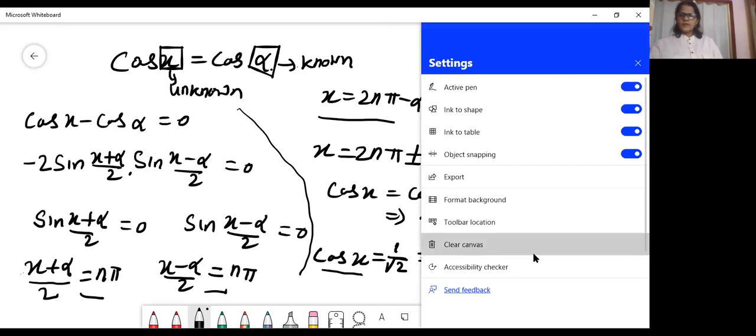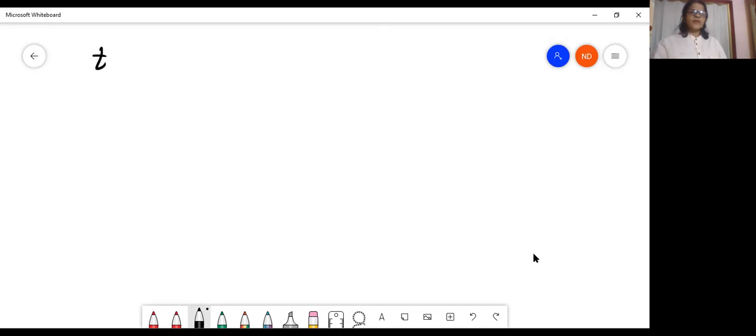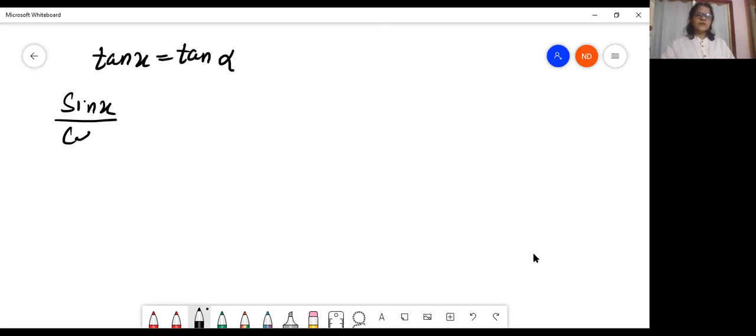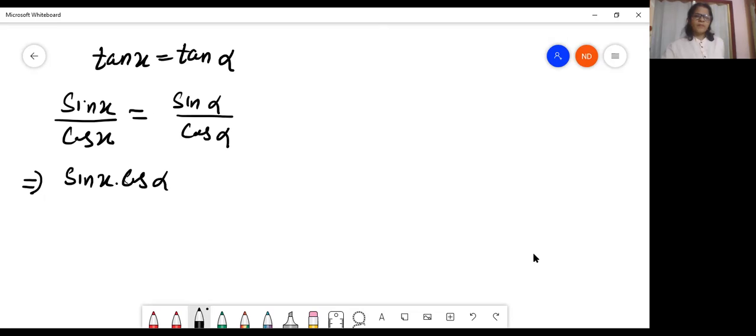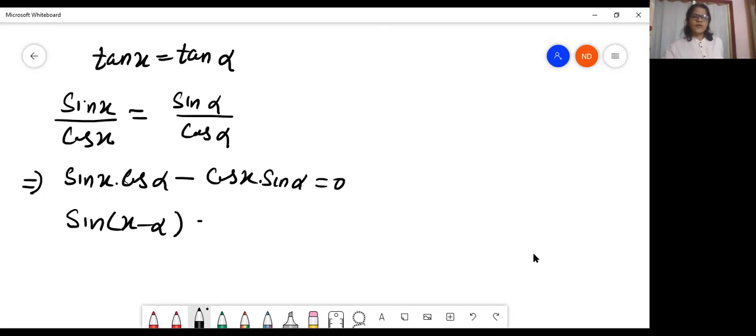So whenever you have tan x equal to tan alpha, angles having same tangents. So if I write here sin x by cos x equal to sin alpha by cos alpha, right? Alpha is constant, I mean known value, x is unknown value. So you have sin x into cos alpha minus cos x into sin alpha equal to 0. So which gives you sin(x minus alpha) equal to 0, right?